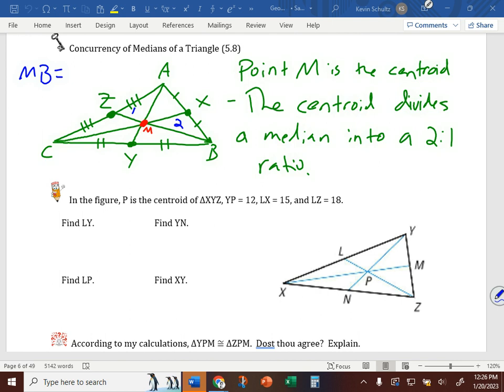Okay? So if MB was 20, MZ would be 10. And from there, you can get the length of the whole median, BZ, which would be 30. Easy. Okay, I made them up.